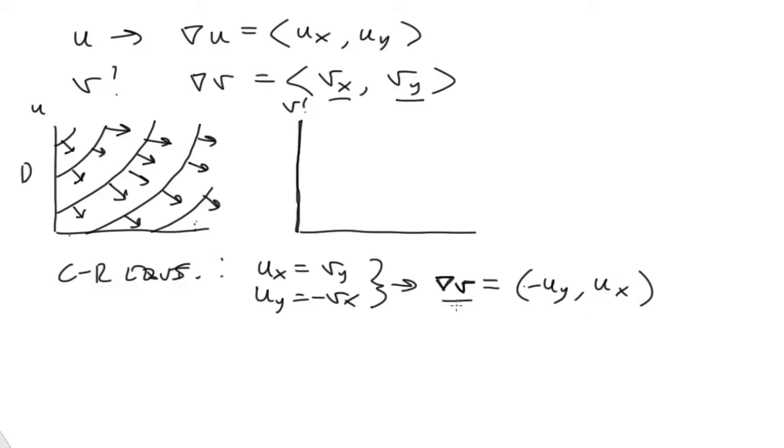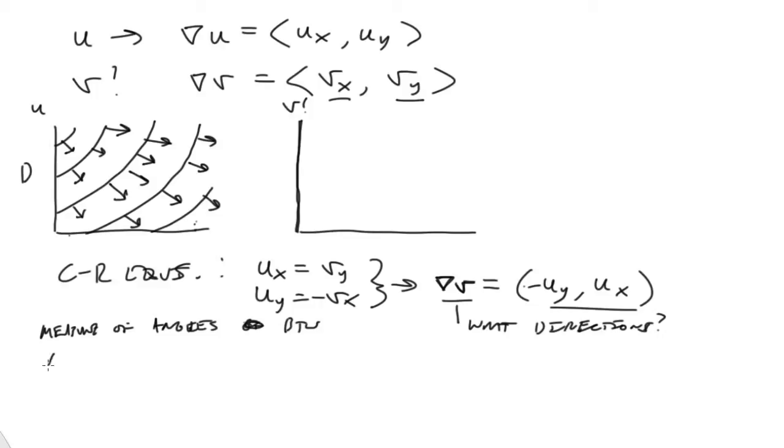And so how do I know what directions? What's the relationship here? And it's pretty clear. We have a measure of angles, I should say, between any two vectors, which is the dot product.